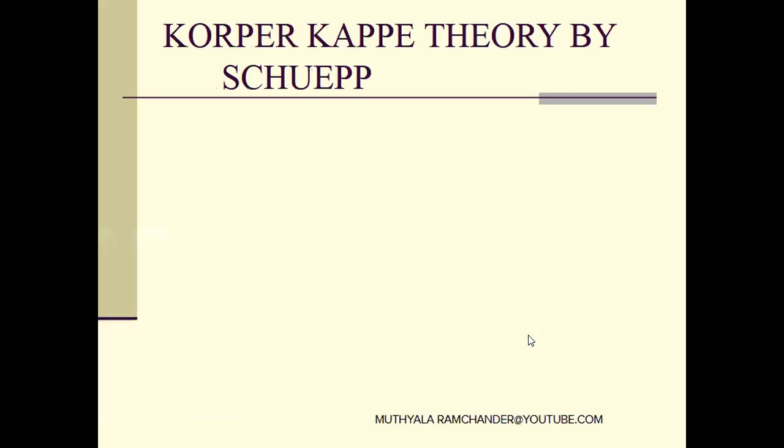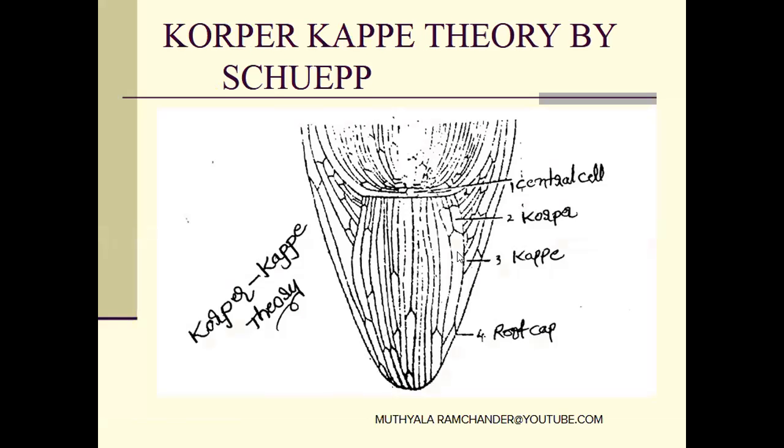And the next theory is the Korper-Kappe theory by Schüepp, a scientist. On the terminal part of the root apex, only 2 types of tissues are present. They are Korper and Kappe. These Korper-Kappe tissues are developed from the central cell. The central cell is present on the terminal part of the root apex. The central cell participates in the division. It develops into Korper and Kappe tissues.